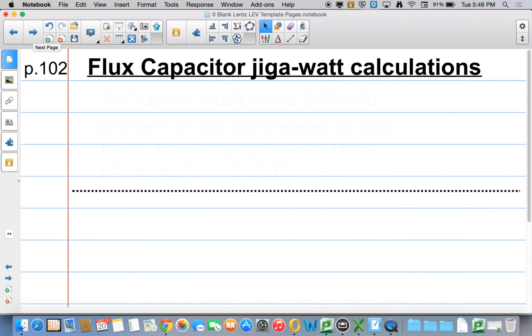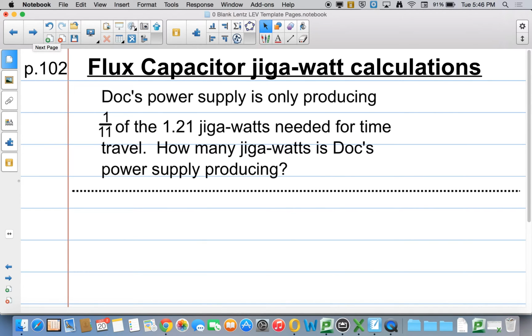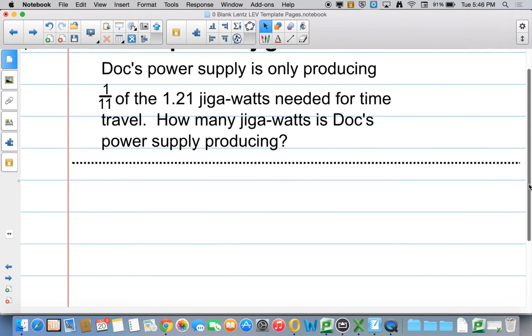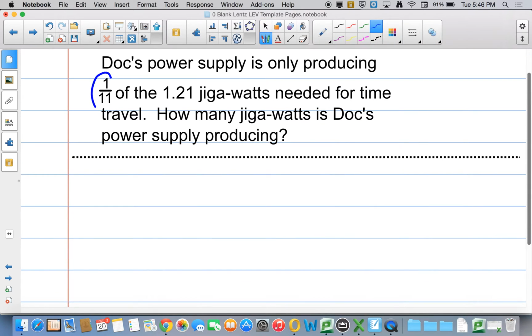Here's one. It says Doc's power supply is only producing 1/11 of the 1.21 gigawatts needed for time travel. How many gigawatts is Doc's power supply producing? Well, we're going to have to calculate using the numbers given here. This is only producing 1/11 of the 1.21 gigawatts. So to calculate that, we're going to take those and multiply because of means multiply in math.